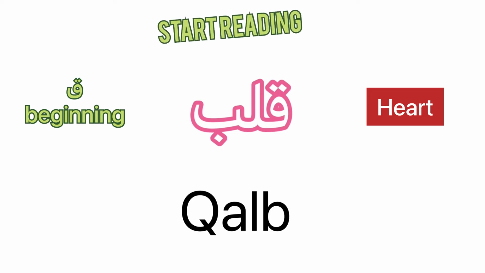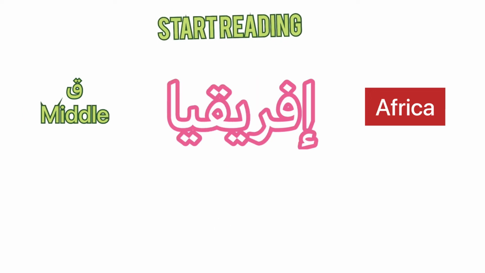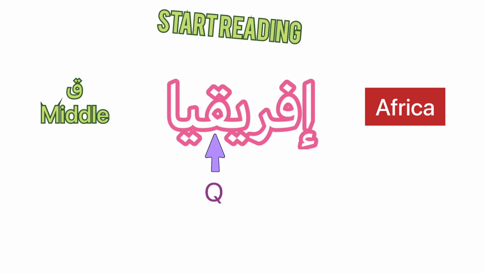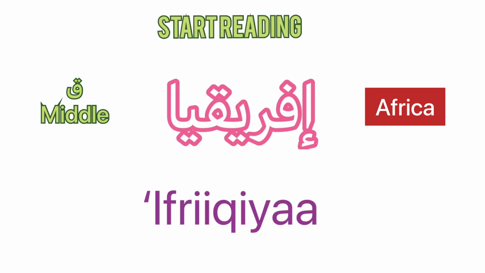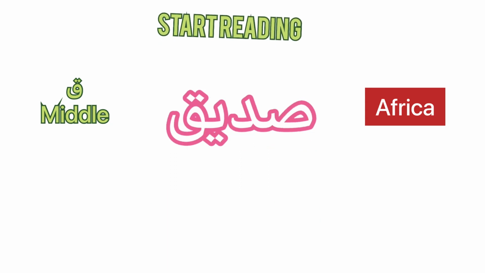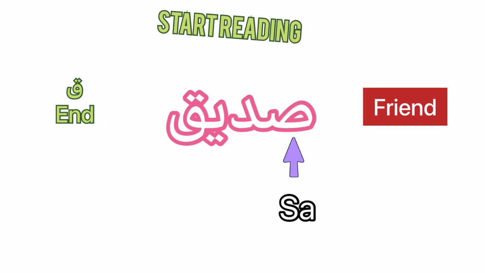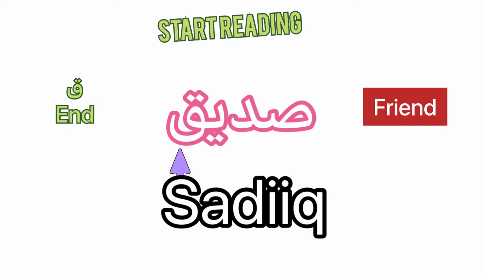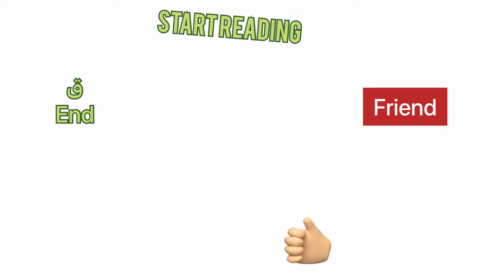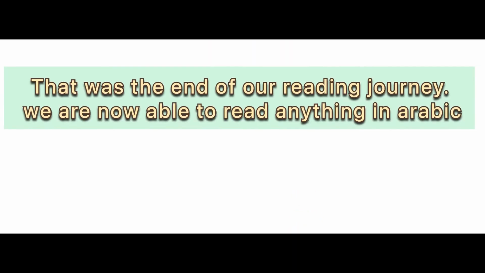قلب means heart. Next, إفريقيا means Africa. And the last word, صديق means friend. And that was the end of our alphabets reading and writing journey.